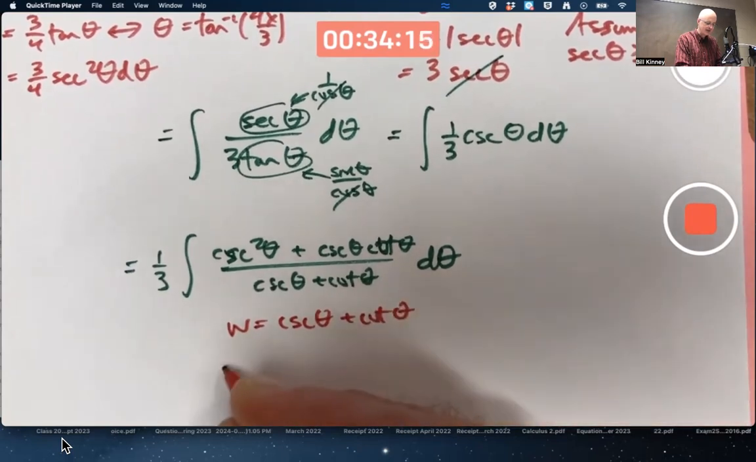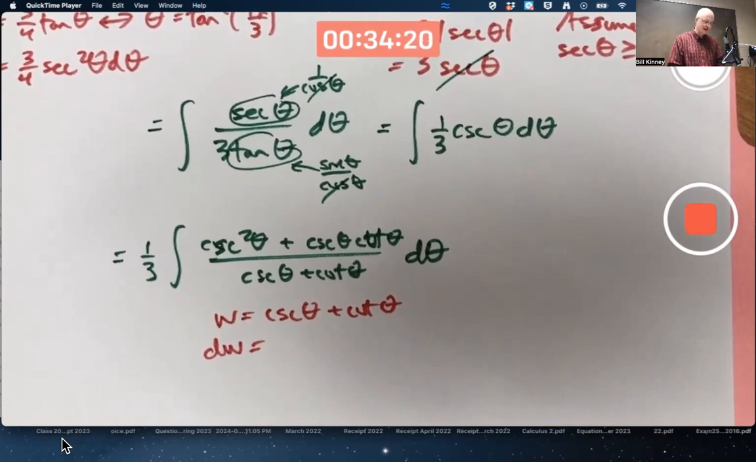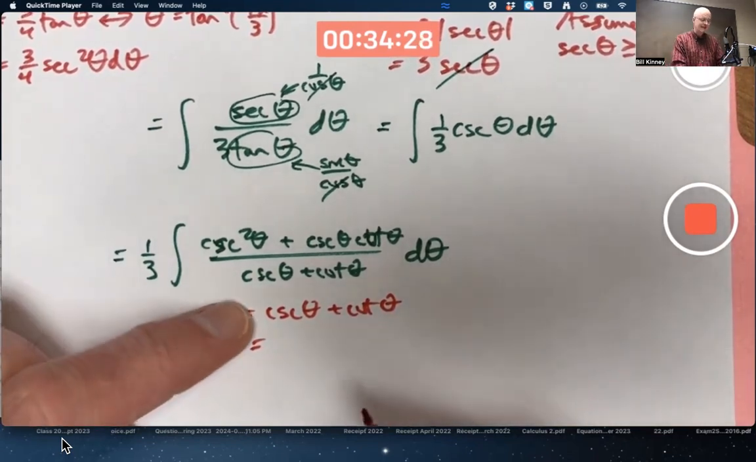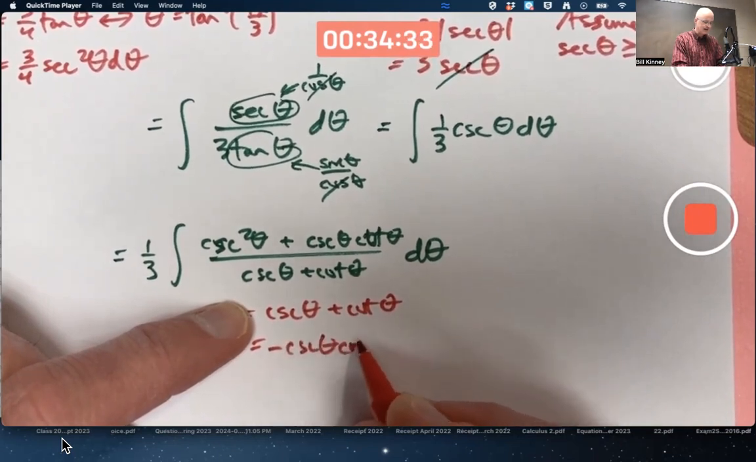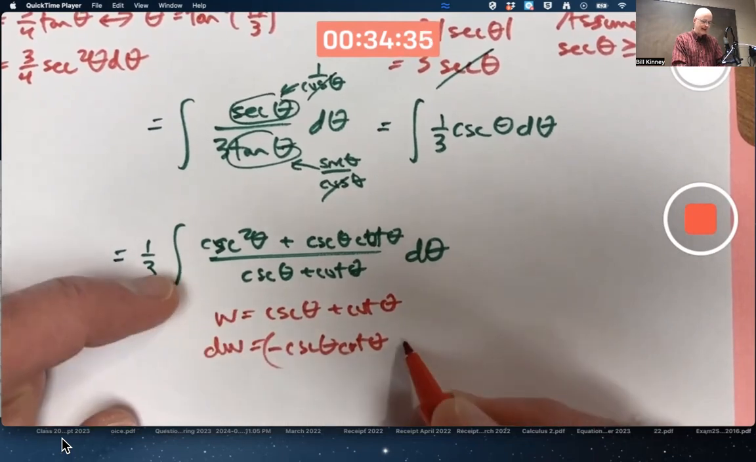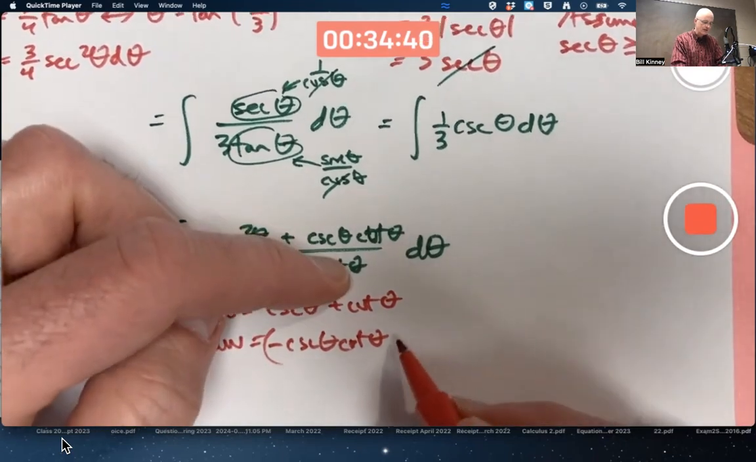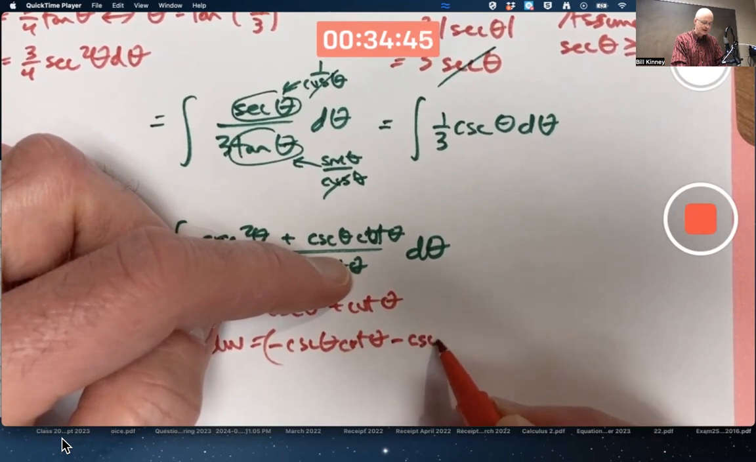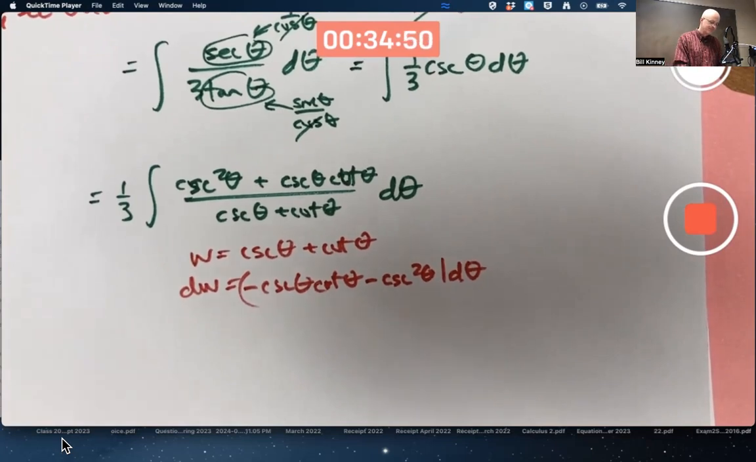Now, you may not have the derivatives of those memorized, and we don't test you on them on the Calc 1 gateway, but here's what they are. Just like the derivative of secant theta is secant theta times tangent theta, the derivative of cosecant theta is negative cosecant theta times cotangent theta. And just like the derivative of tangent theta is secant squared theta, the derivative of cotangent theta is negative cosecant squared theta. Probably didn't know that, but I'm telling you right now.